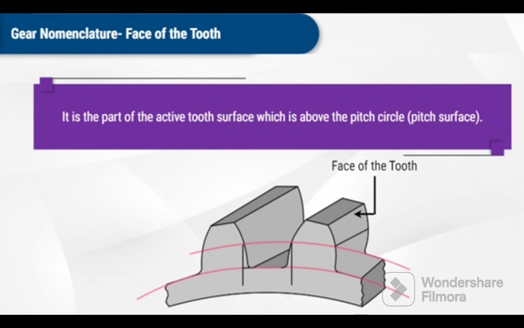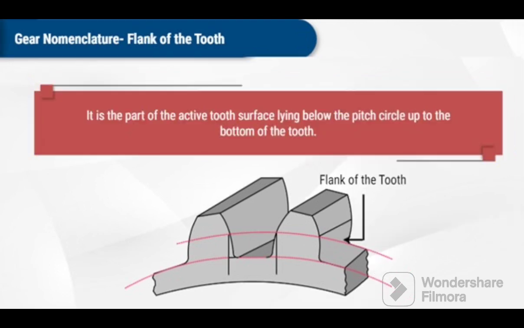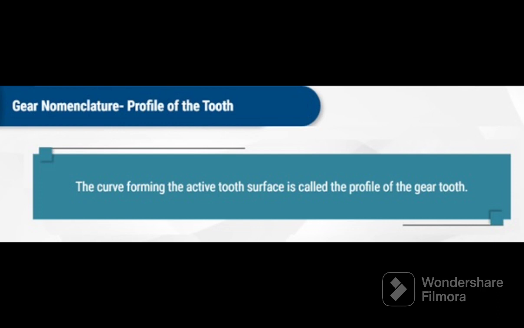Face of the tooth. What is face of the tooth? It is the part of the active tooth surface which is above the pitch circle or pitch surface. Flank of the tooth. What is flank of the tooth? It is the part of the active tooth surface lying below the pitch circle up to the bottom of the tooth. What is profile of the tooth? The curve forming the active tooth surface is called the profile of the gear tooth.